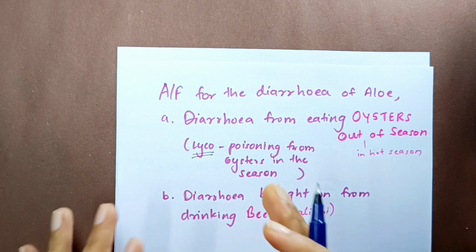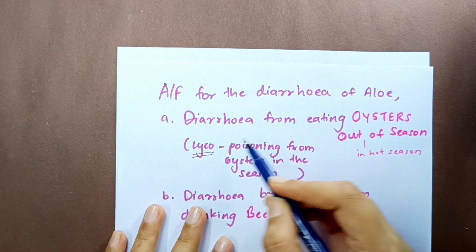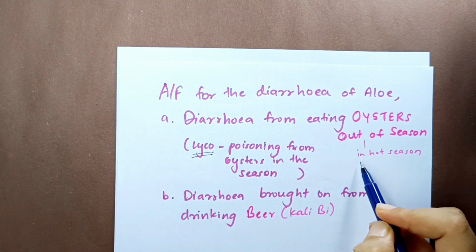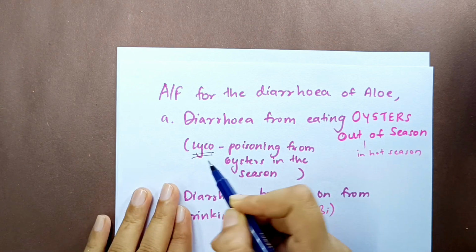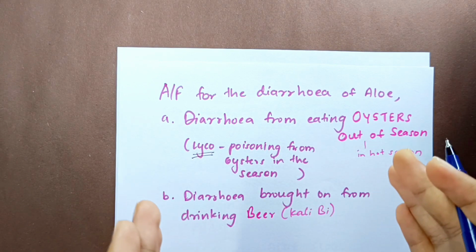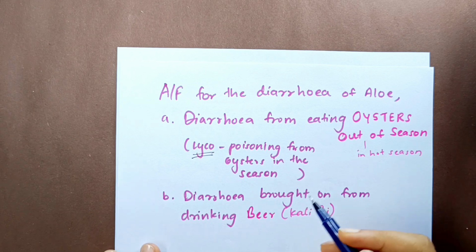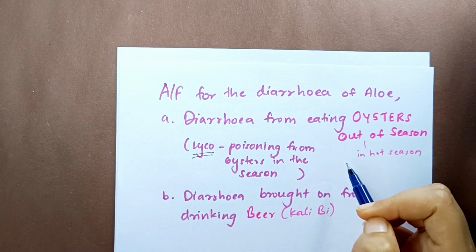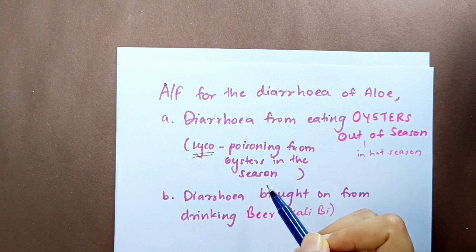But over here, Dr. Kent says that there's diarrhea from eating oysters out of season or in hot season in aloe. So that is how we differentiate. Lyco has poisoning from oysters when they eat them in season, but aloe has it when they eat them out of season. See how minutely they have observed and differentiated. So when you have oysters out of season, that is in hot season, aloe comes to your rescue. But when you eat them in season, Lyco comes to your rescue.